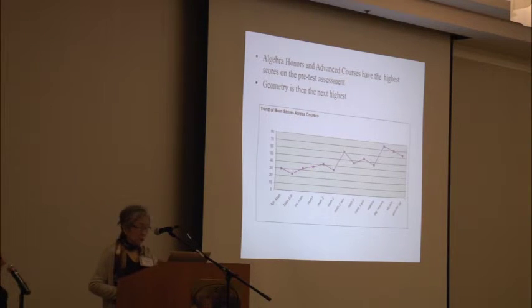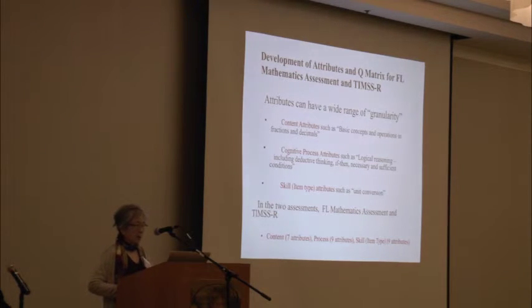I used the same data set to analyze both data, TIMSS and the Florida assessment. There are 7 attributes for content area, 9 attributes from cognitive process area, and 9 attributes for item type.